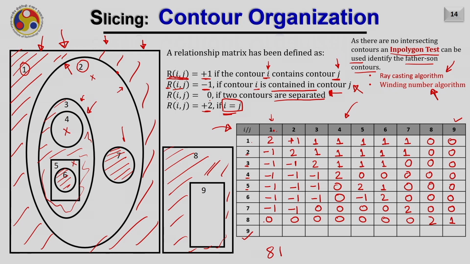Now, let us consider the 9th contour. 9th contour is also similar, it does not contain or is contained in 1, 2, 3, 4, 5, 6 or 7, but it is inside 8, and I am going to write 2 here corresponding to 9, 9. So like this, we can define a relationship matrix that shows the father and son relationship between the contours. This is one way of defining such data structure. There could be some other ways also.